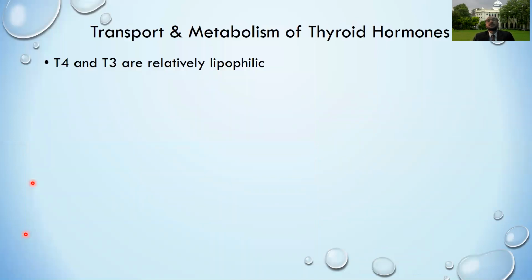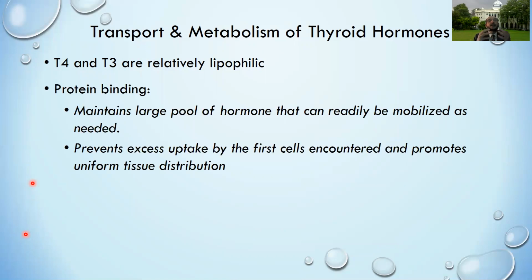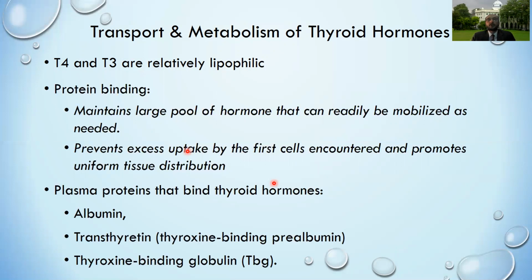Now, in the circulation, the free form of the thyroid hormones is always in equilibrium with a much larger pool of protein-bound thyroid hormones. These protein-bound thyroid hormones are very important because they represent a large pool which can be readily mobilized when and where needed. They also prevent the uptake of the hormone by the first cells that come in contact with it, hence promoting uniform tissue distribution of thyroid hormones. The proteins involved are albumin, thyroxine binding prealbumin, and thyroxine binding globulin.